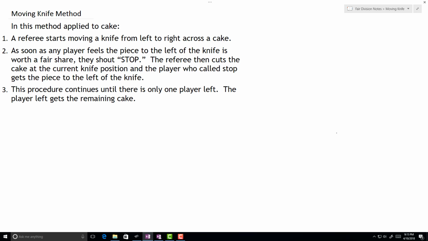The fairness comes in because everybody wants to make sure they get a fair share, so they're all thinking, is this really fair? Okay, right there, it's a fair share, stop. You don't want to get too small a piece by yelling stop too soon, or get greedy and let someone else get a piece bigger than yours. After a person yells stop, they get that piece to the left. The referee brings out the knife and keeps going again until there's only one player left, and they get that last piece. Since this involves cutting a cake, we don't really have an example of this, so we'll move on to another fair division method.